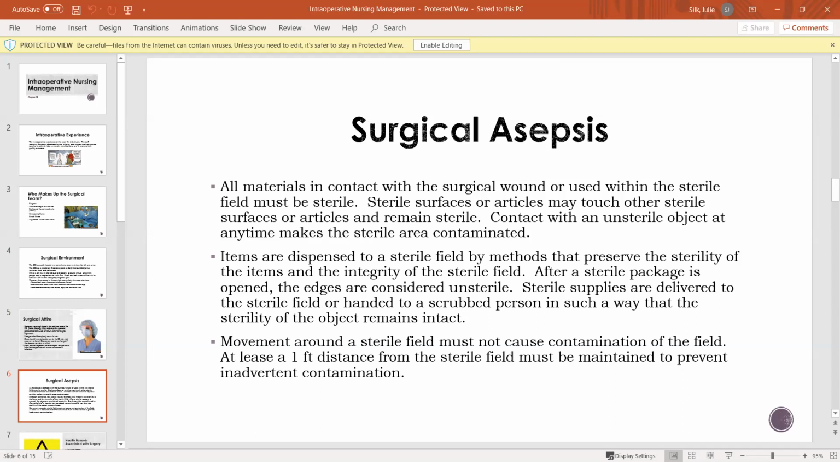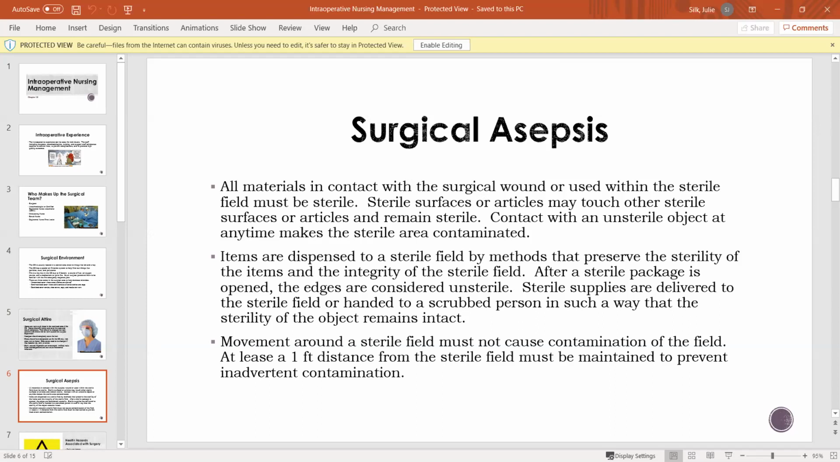So items are dispensed to a sterile field by methods that preserve sterility of the items. Like if I have a table that I just set up with all of these instruments on it, and I have to add something to that, like say I have to open up a dressing, I open up the dressing just with the very edges of it, and then I turn it upside down and drop it on there, and that remains sterile. Sterile supplies are delivered to the sterile field or handed to the scrub person in such a way that sterility remains intact.